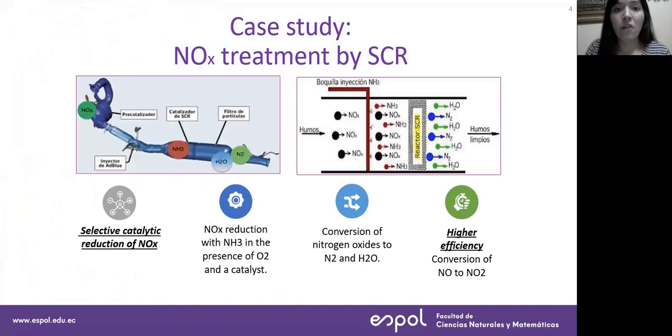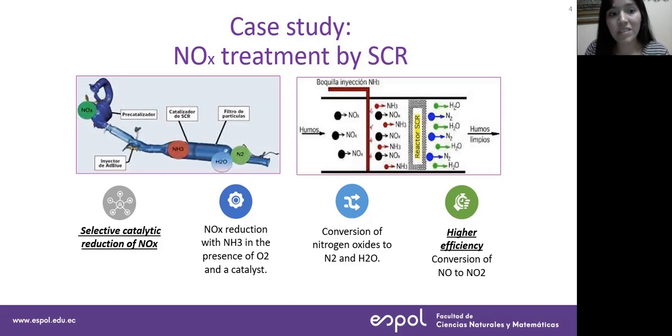One of the biggest causes of environmental pollution is the emission of nitric oxide gases. In order to reduce this concentration, several methods are applied, such as the selective catalytic reduction, which has a higher efficiency than the other ones. This uses ammonia to decompose the nitric oxide into water and molecular nitrogen.